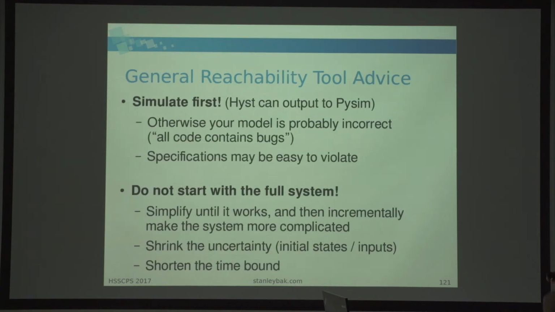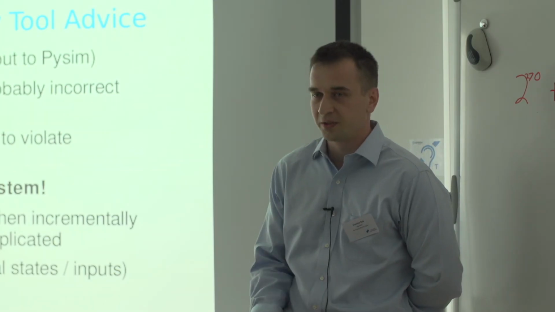Here's some general advice that I have from my experience in using reachability tools. When you design your system, simulate it first, right? So if you're using SpaceX, you can use HyST to output to a simulator and then look at the trajectories. The reason you do this is because if you're doing things manually, they're probably incorrect the first time.